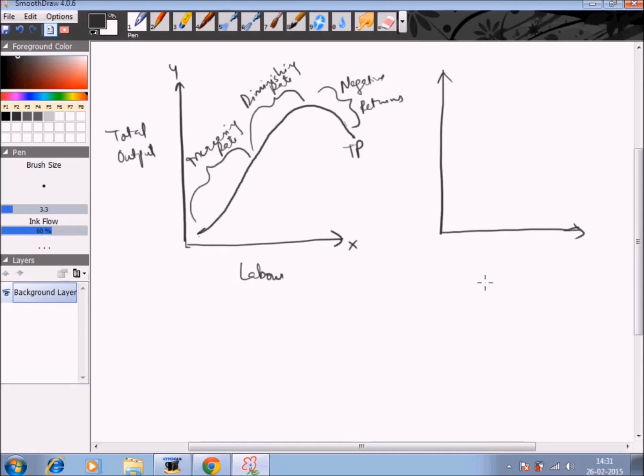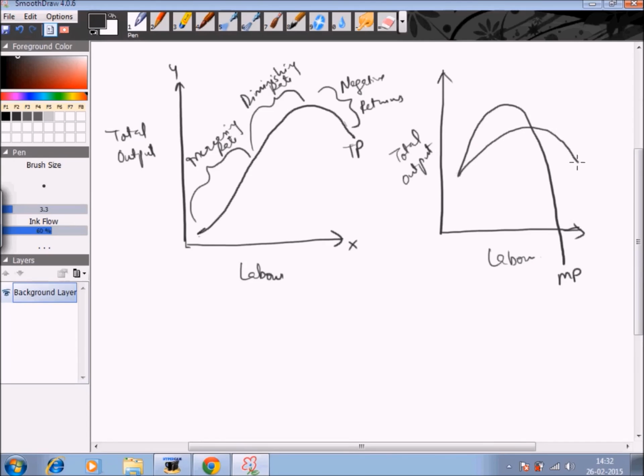Again, we take the labor on the x-axis and the total output on the y-axis. The marginal productivity increases sharply and then it starts falling down and then it becomes negative. And what about the average productivity? This is the marginal productivity curve. And what about the average productivity?